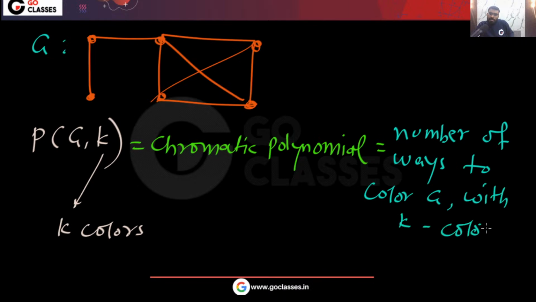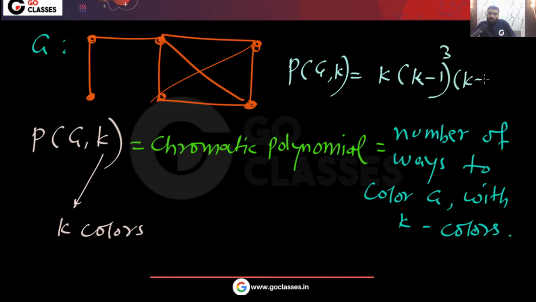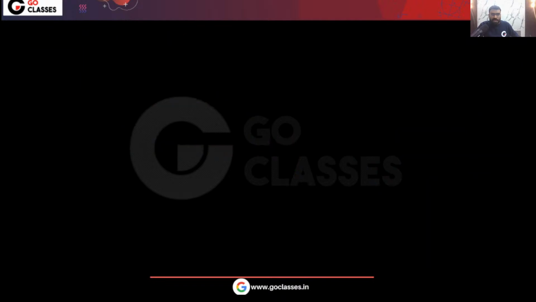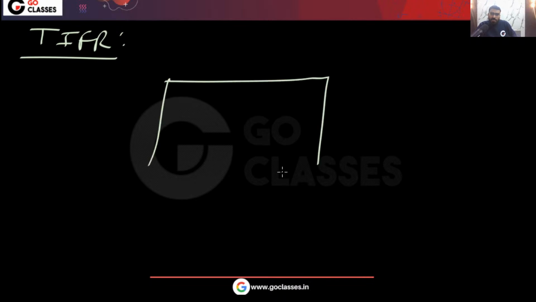And remember, for this graph, your PGK is K multiplied by (K minus 1) power 3, (K minus 2), (K minus 3). This is your answer for this graph. I hope you understood. So, shall I give you one more graph? This is a TIFR question I am giving you. This is an actual TIFR question.